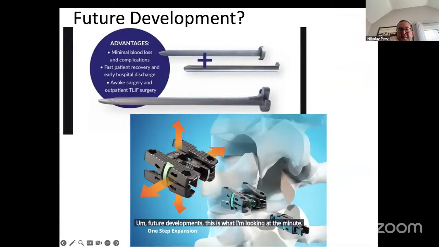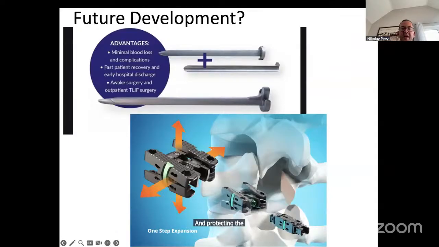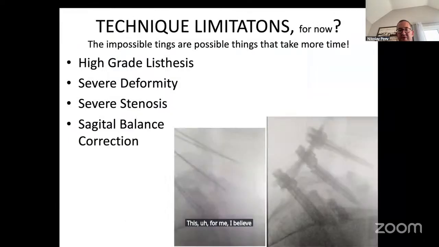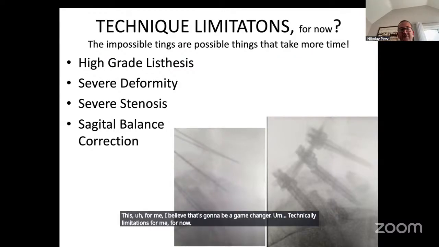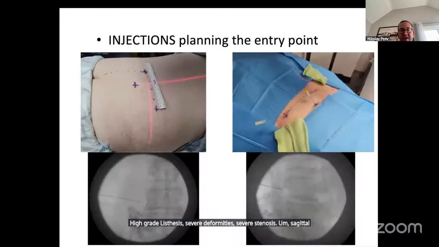Future development, this is what I'm looking at the minute. There are certain companies that are developing half cannulas that will allow me to put bigger instruments while protecting the exiting nerve roots, and also cages that are expanding not only up and down but in lateral direction. This, I believe, is going to be a game changer. Technique limitations for me for now: high-grade listhesis, severe deformity, severe stenosis, sagittal balance correction.